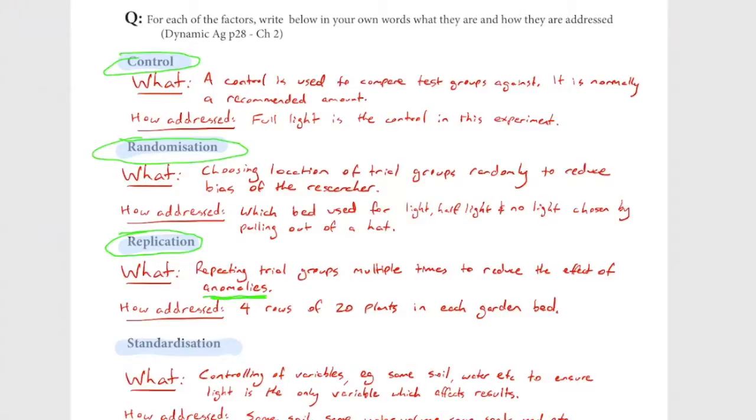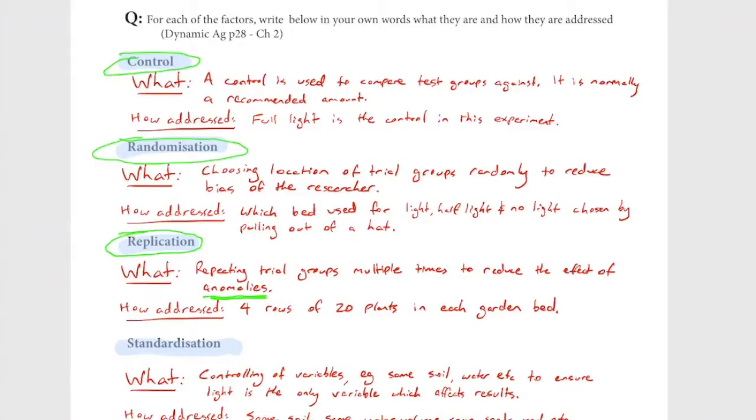The example of how we addressed it in this experiment is we had 4 rows of 20 plants in each garden bed, and that is good replication. You could also potentially have more. You could do the experiment multiple times. That would be another way of replicating. If you only had a small garden plot area to do this in, you could just repeat the experiment 2 or 3 or 4 times, and that would also suffice as replication.